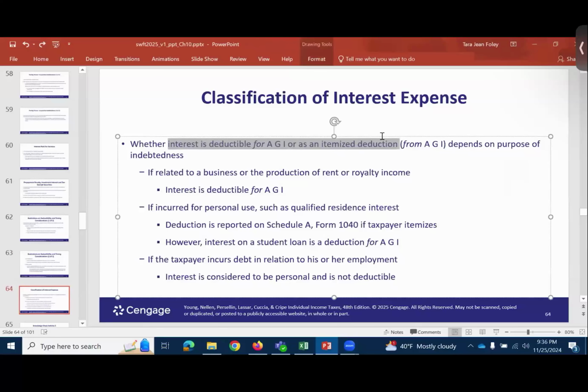So whether the interest is deductible for AGI or as an itemized deduction from AGI: of course, if it's business, it's for AGI because it's above the line. Schedule C, Schedule E, Schedule 1. Personal use, Schedule A, is from AGI. This student loan interest is for AGI. It's on Schedule 1.